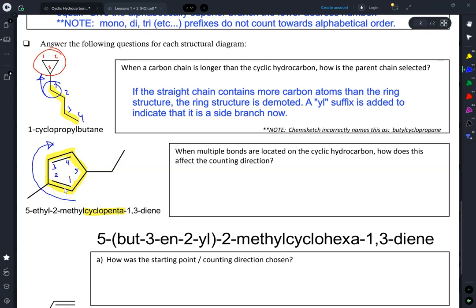So the location of our double bonds is on the number 1 carbon and the number 3 carbon. So that's why it says 1,3-diene. With the ethyl branch located on the number 5 carbon, so 5-ethyl. And the methyl branch located on the number 2 carbon, so 2-methyl. Putting it all together, we must assemble it alphabetically. E comes before M, so it goes 5-ethyl, 2-methyl, cyclopenta-1,3-diene.